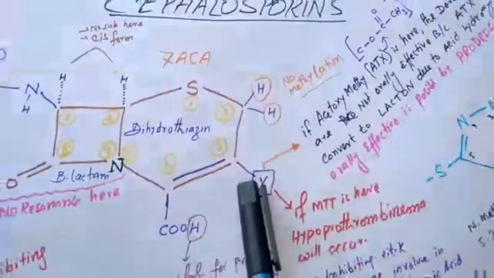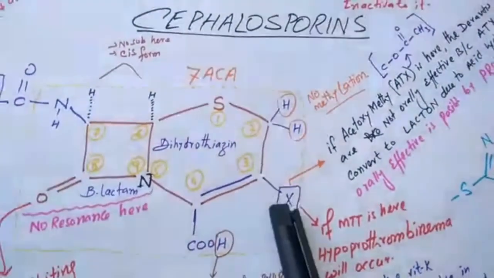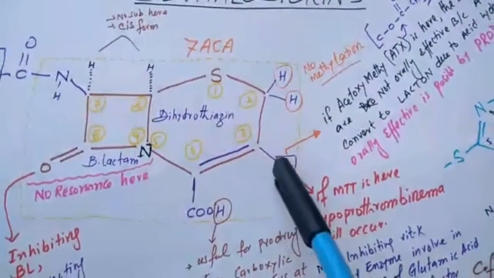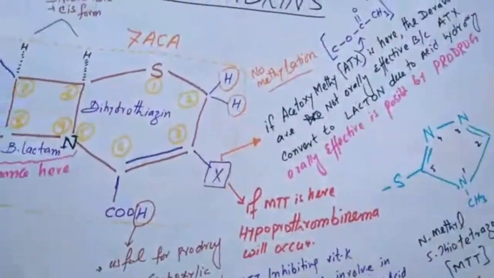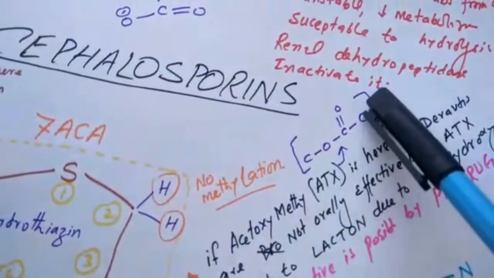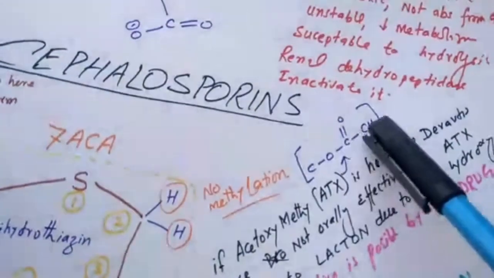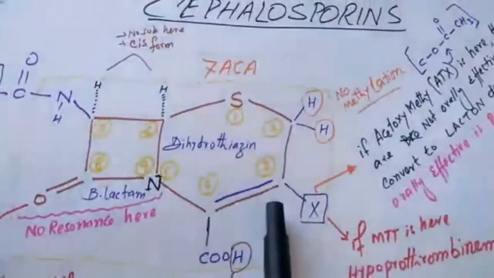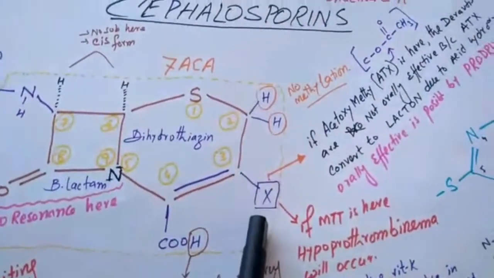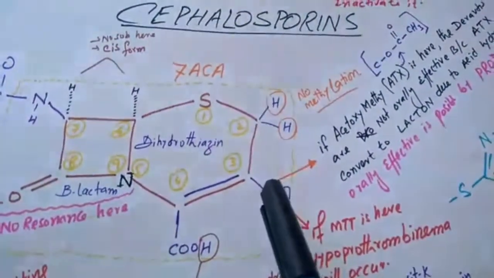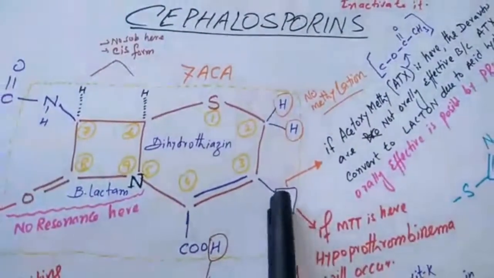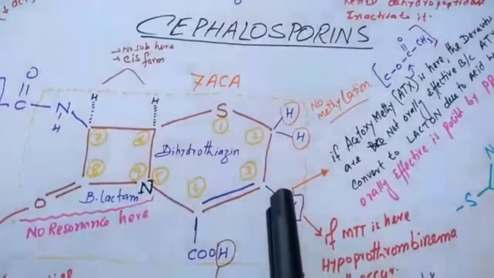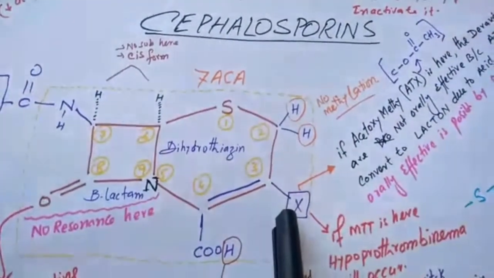Position number 3 has a key role. It is extremely important. If this position number 3 is occupied by this group, known as acetoxymethyl group, ATX, then all ATX derivatives of cephalosporin, like cefuroxime, will be prone to acid hydrolysis.